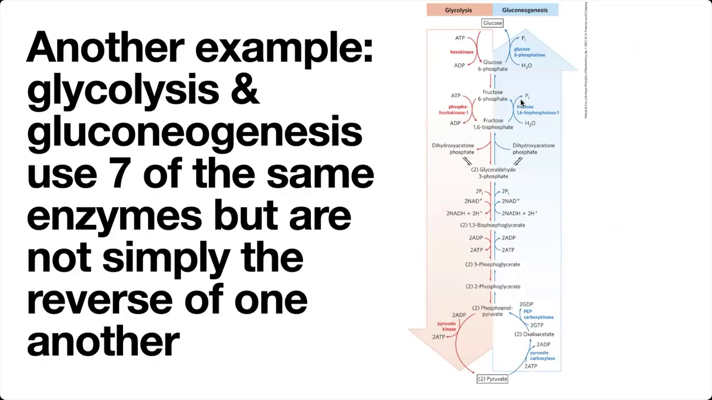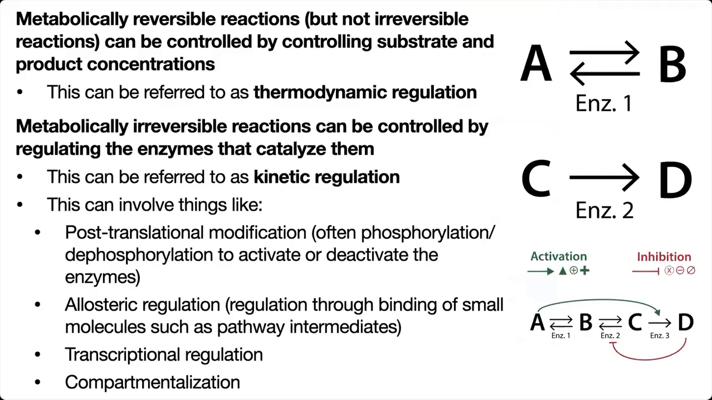Another example, we have our glycolysis and gluconeogenesis we were looking at. They use 7 of the same enzymes, but they're not simply the reverse of one another. We can see that we've got different reactions happening here, here, and here. For example, in this case, we are using hexokinase to transfer a phosphate group from ATP onto glucose to give us glucose 6-phosphate. But to go the reverse direction, rather than trying to stick that phosphate group back from glucose 6-phosphate onto ADP, which now we don't have enough energy to do, we're just going to hydrolyze that phosphate group off using water. And we're going to use a different enzyme in order to do this.